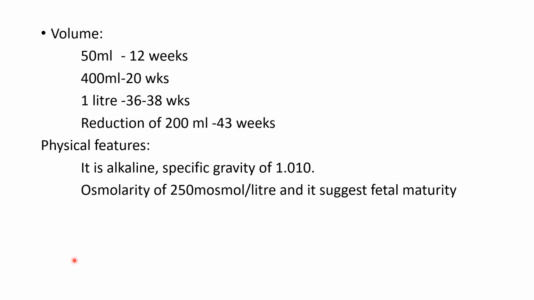If you look into the physical features of the amniotic fluid, it is alkaline in nature, its specific gravity is 1.010, and the osmolarity is 250 milliosmol per liter. If it is 250, it suggests fetal maturity. This osmolarity of 250 you can see at term, that is at 36 weeks. So by assessing the osmolarity of the amniotic fluid, you can assess the fetal maturity also.